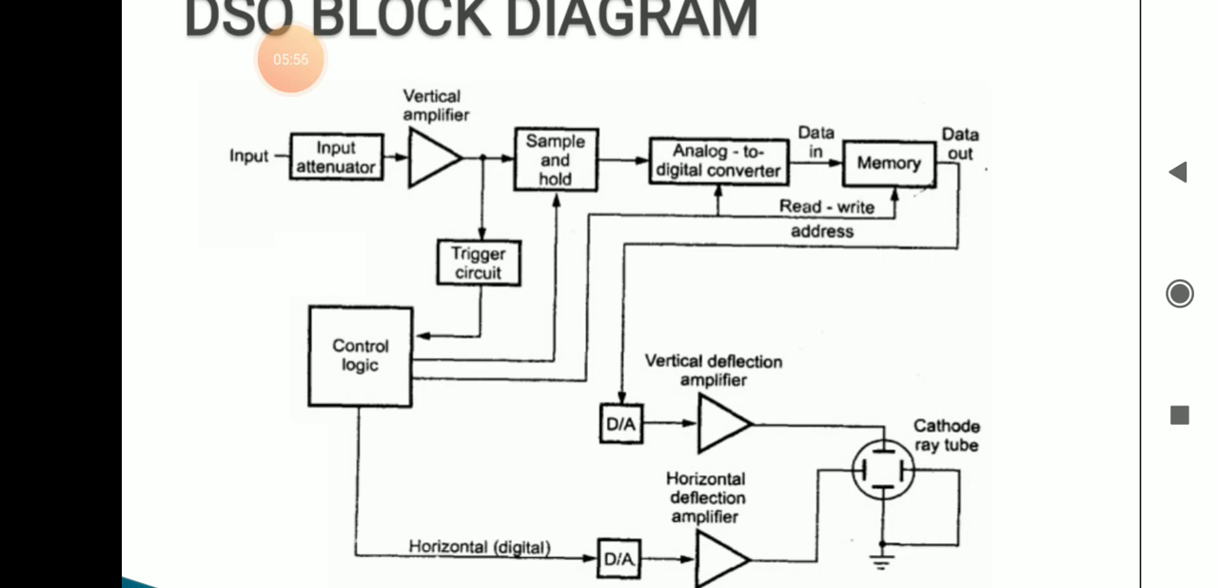Next we'll move on to the memory. What is the total memory storage capacity of this DSO? The total memory storage capacity is 4096 for a single channel, 2048 for two channels, and 1028 for four channels each.